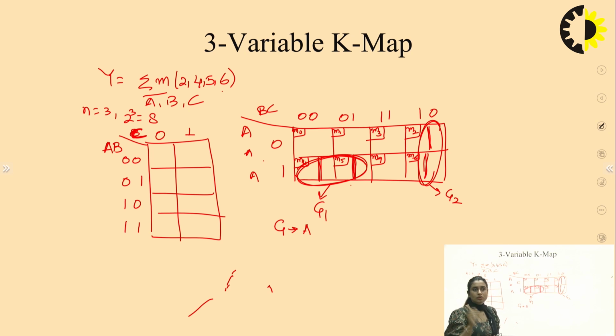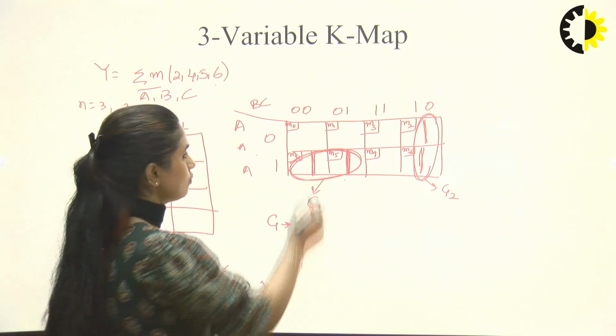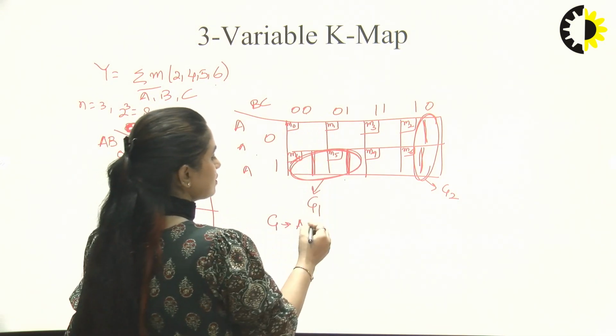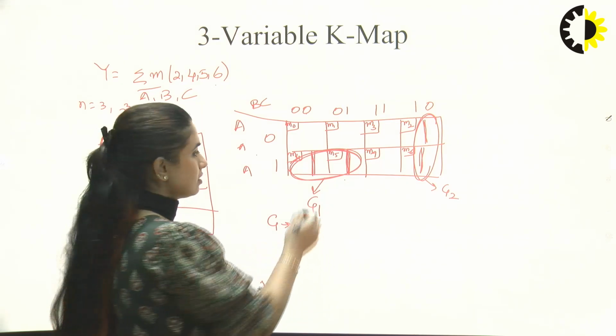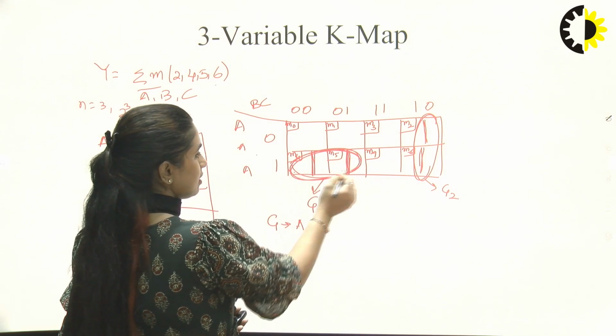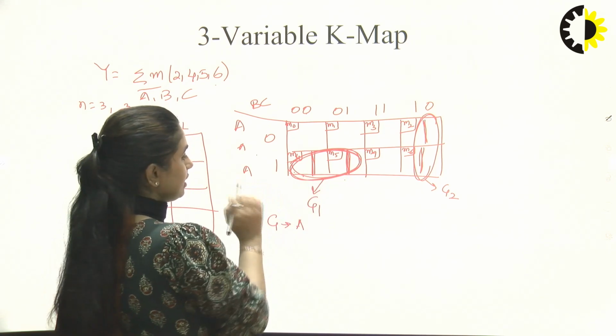So we'll exclude C, and as B is not changing, we'll include B. From here to here, we see B is not changing, which is 0, which is B bar. Let's see it again. We are talking about this group. In this group, the A value is not changing. It is in the same row. So A is A here, 1.